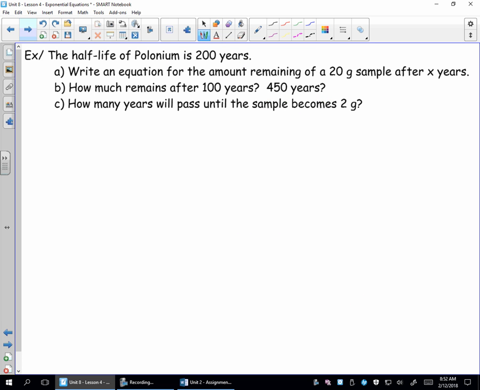And one of the other applications we always talked about was half-lives. You might remember that a half-life is always your initial value times half to the power of x over your half-life, and it depends on what.